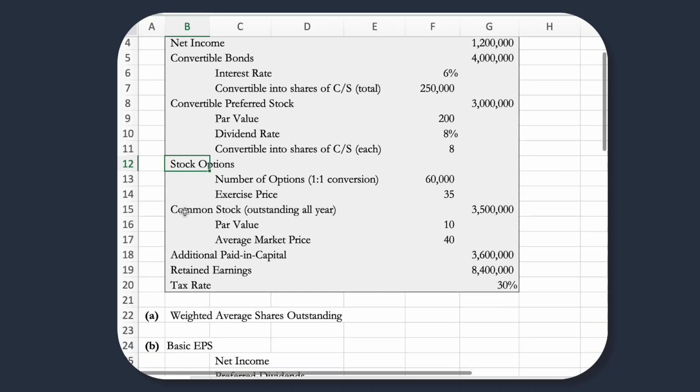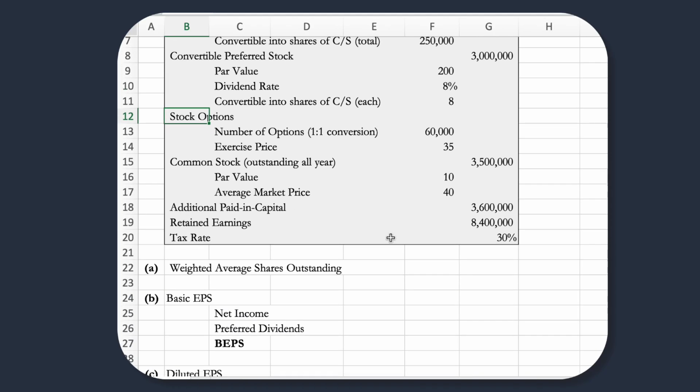So we'll start by calculating basic earnings per share. So we need to calculate our weighted average shares outstanding, and we've actually been given all of our outstanding stock that was outstanding the entire year. We don't need to weight it. So we'll take that, and that is the total dollar amount. So we're going to divide that by the par value to get the number of weighted shares. 350,000. Again, we didn't have to weight that because they were outstanding for the entire year.